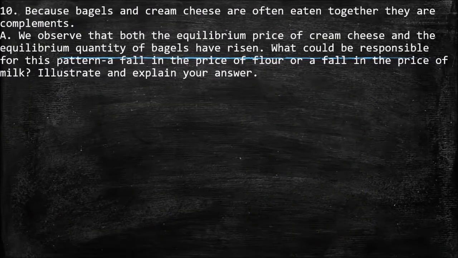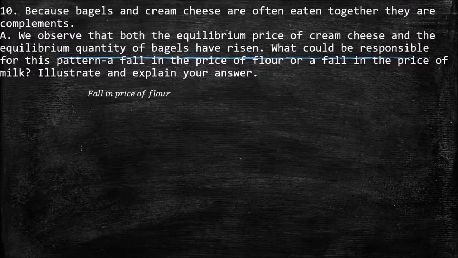So these are often eaten together, they are complements. So we observe that both the equilibrium price of cream cheese and the equilibrium quantity of bagels have risen. What could be responsible for this pattern? A fall in the price of flour or a fall in the price of milk? Illustrate and explain your answer.